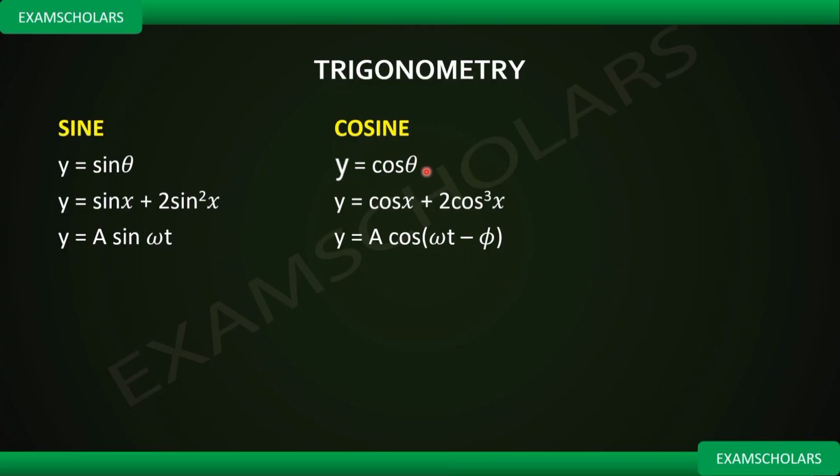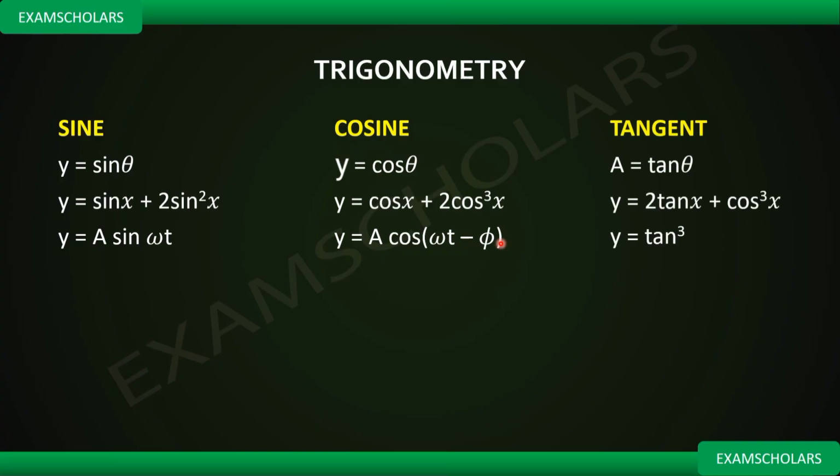We also have the cosine function as well. For the cosine function, the simplest one is y = cos θ. Then you also have y = cos x + 2 cos³ x. And you also have this, which is related to oscillatory motion, vibrational motion, simple harmonic motion, and waves: y = A cos(ωt - φ). This φ is the phase angle. Now, still under trigonometry, we also have the tangent function. A = tan θ, and then you have all this. These are also called tangent functions.